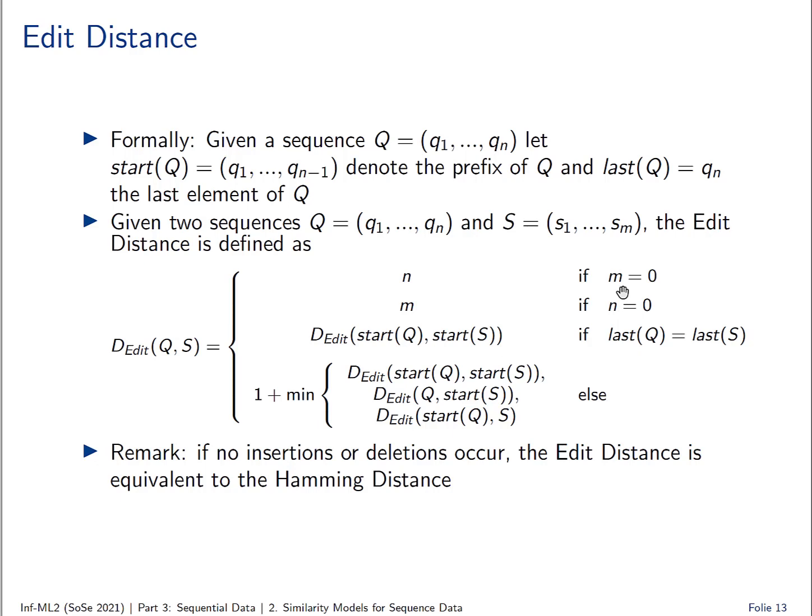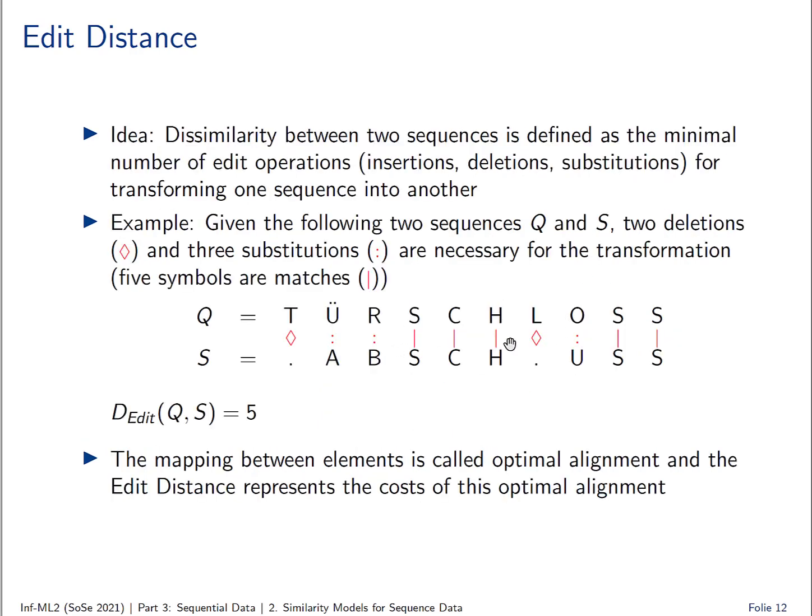Now the recursion cases. So we look for the alignment from the tail, from the end of the sequences, and we compare the two ending elements, so last Q and last S. If they are equal, then we know we have a perfect match, so we don't need to spend any edit operation. For matches, we don't have to count any operation.